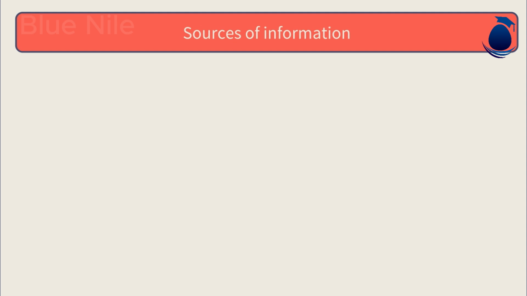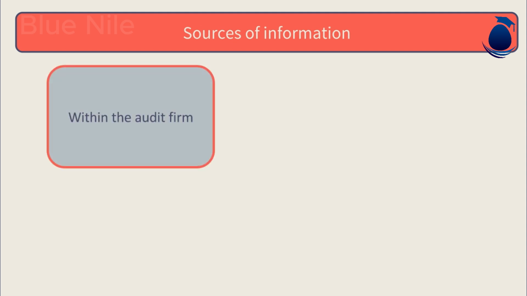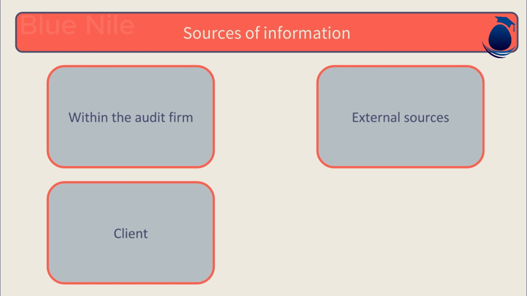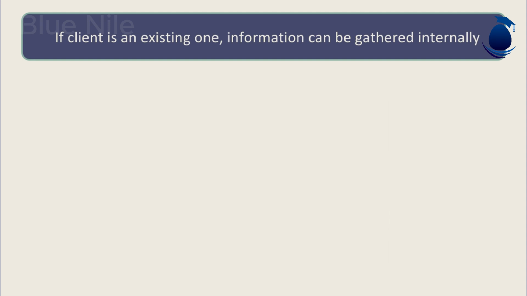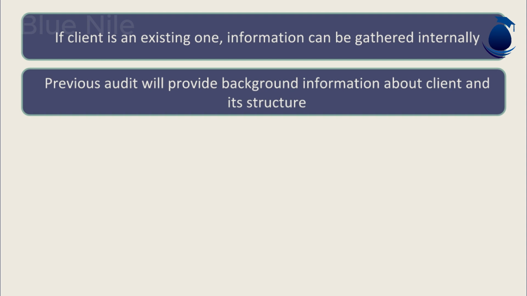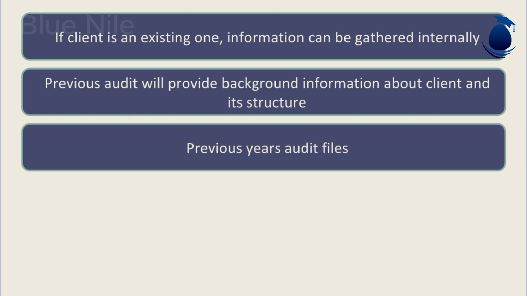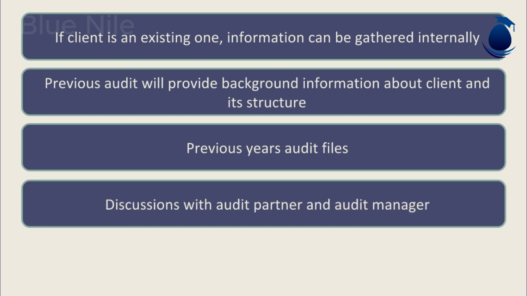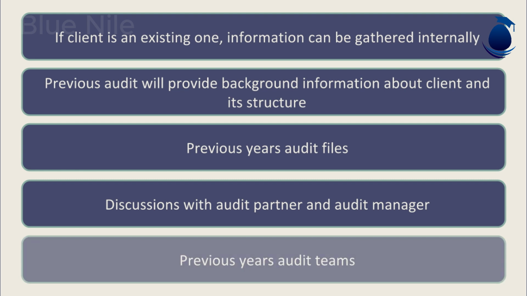However, there are many sources where this information can be obtained. The four main sources of information are: within the audit firm, from external sources, from the client, and from the individual auditor. If the client is an existing one, much of the information can be gathered internally within the audit firm. The previous audits will have gained a lot of background information about the client and its structure. Therefore, the previous year's audit files holding the working papers and the permanent audit file will be a good source of information. Discussions with the audit partner, who will have much knowledge about the client, along with the audit manager, is also advisable. Previous year's audit teams will also be able to assist in the understanding of the client.